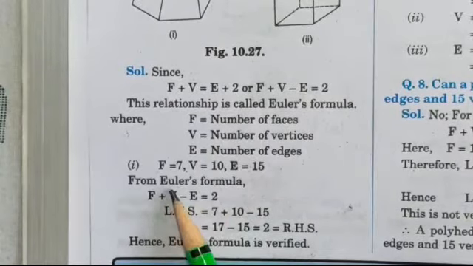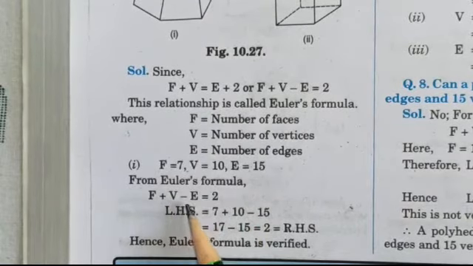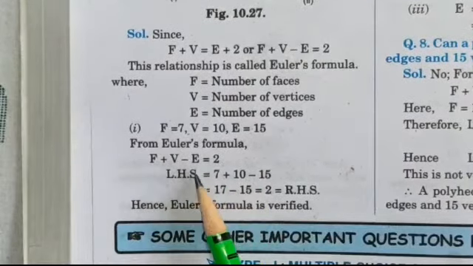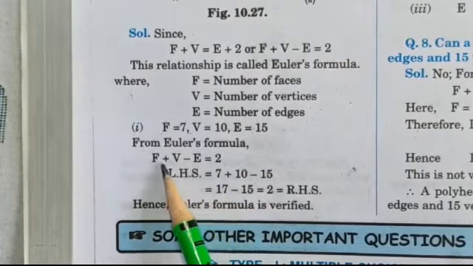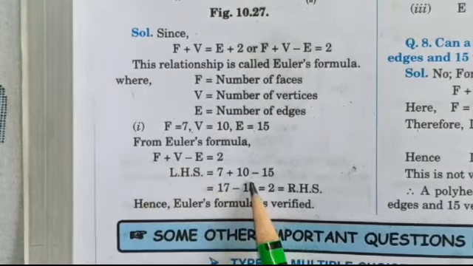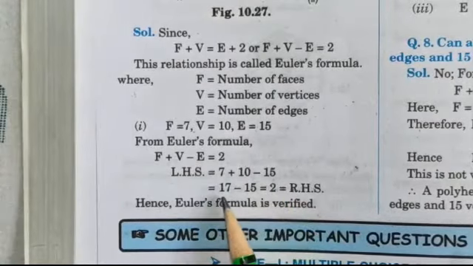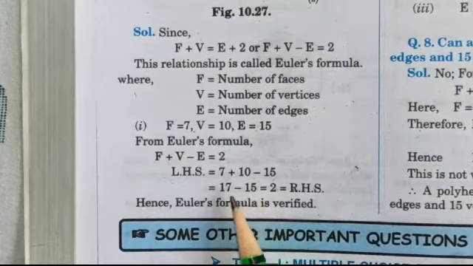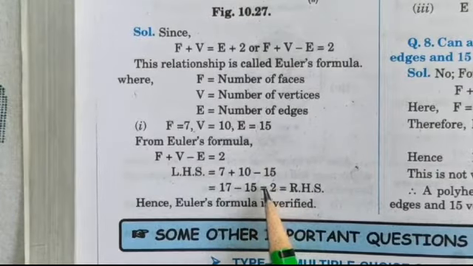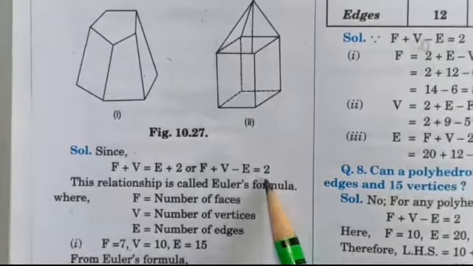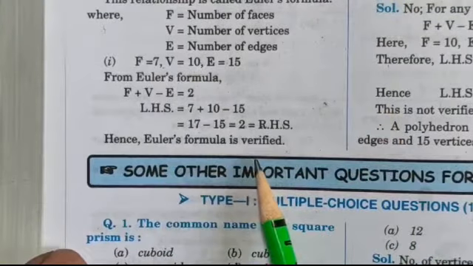From Euler's formula, F plus V minus E is equal to 2. Now left hand side, F is 7, V is 10, E is 15. 7 and 10 are added together, then we get 17 minus 15, then we get 2, and this is equal to the right hand side, that means this 2. Hence Euler's formula is verified.